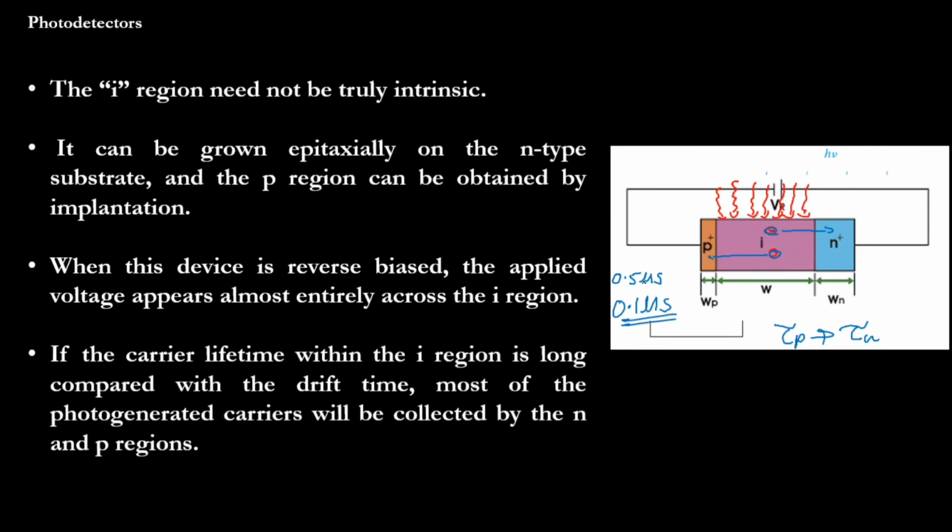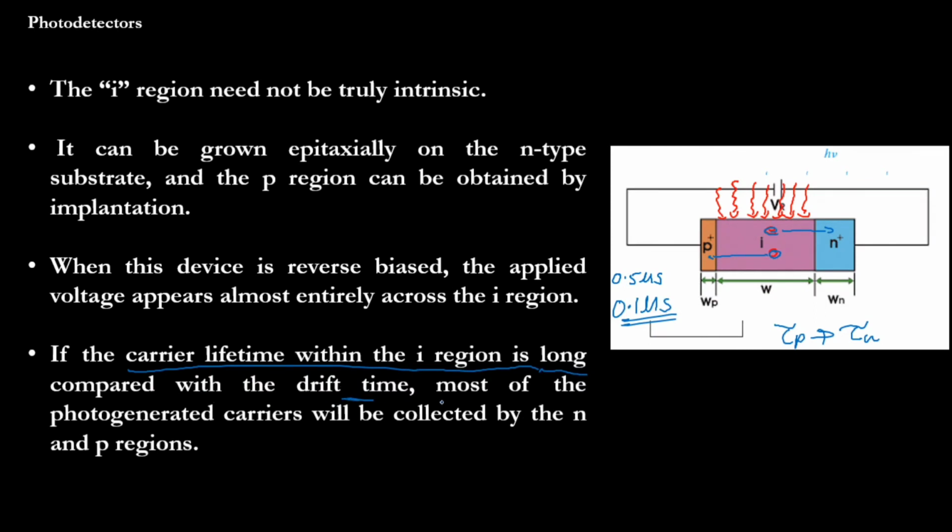Then the drift time is 0.5 microseconds. So before it reaches the other side, this electron or this hole is going to recombine somewhere in the intrinsic region itself with some other holes or some other electrons available here. So what I actually want to tell you is that the carrier lifetime within the I region is long compared with the drift time.